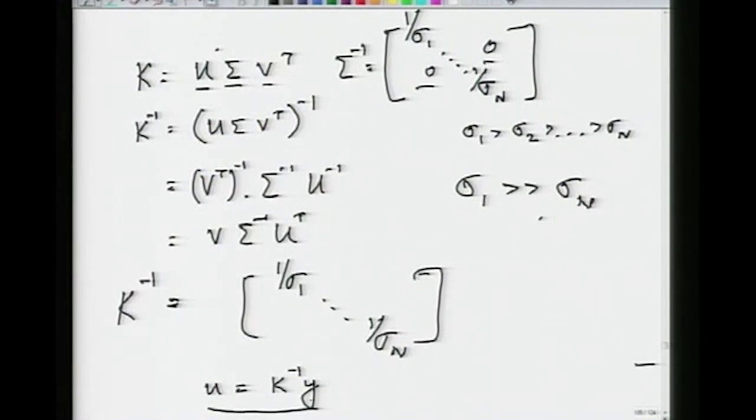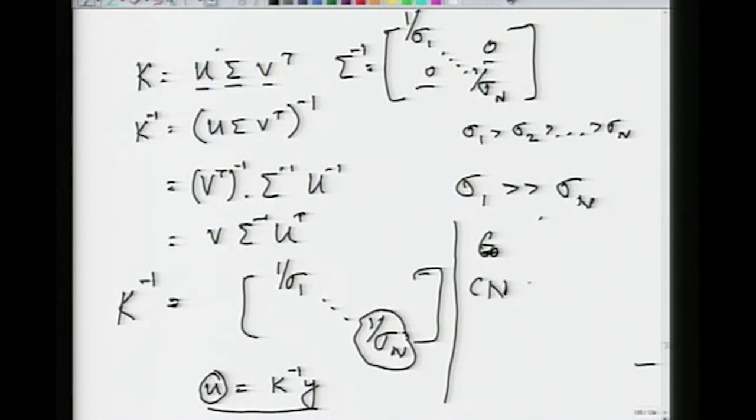So, I am trying to solve this equation, and if the smallest singular value, which is sigma n, is very very small, this number would be very very large, right. And if this number is very very large, some of the U's may actually blow up, right. So, the condition number of matrix K is equal to the largest singular value divided by the smallest singular value.